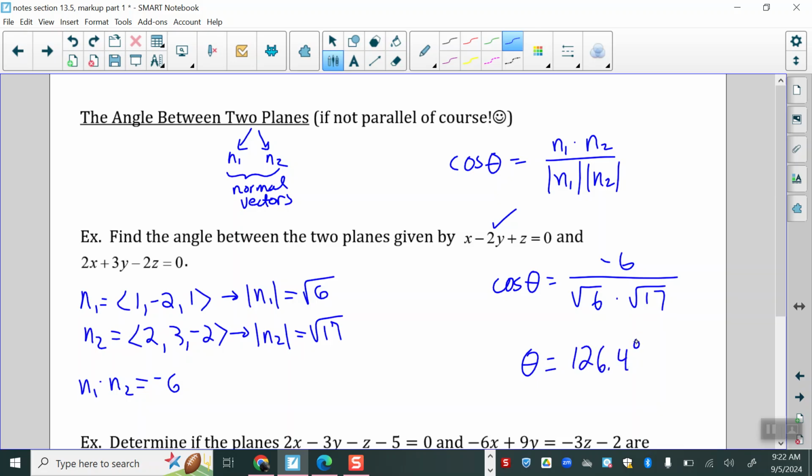Now, when somebody gives you an angle between two planes, is this an obtuse angle or an acute angle? Obtuse, right? It's bigger than 90. So basically what you found was the big angle. What if I said find the acute angle? What could you do to that number to get this little one over here? You could say 180 minus that, which is 53.6.